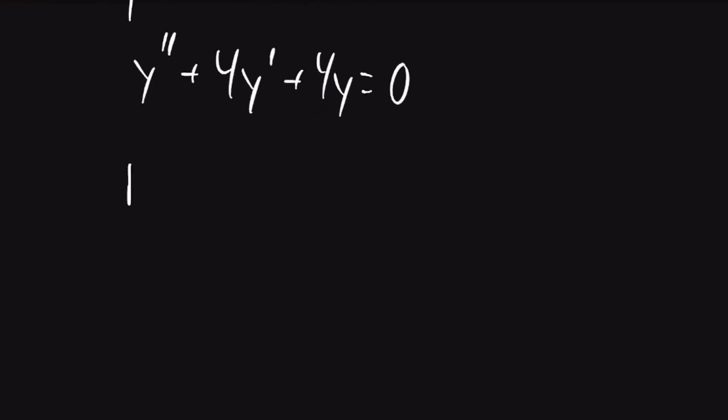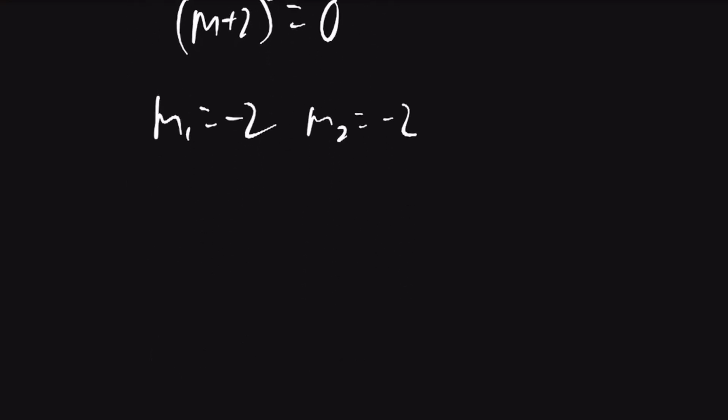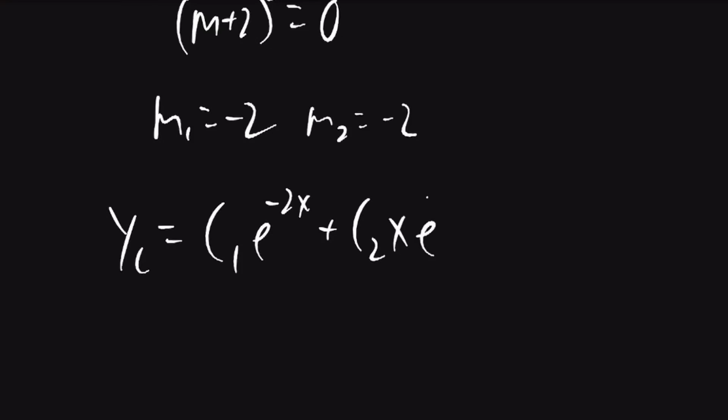So the auxiliary equation will be m squared plus 4 times m plus 4 is equal to 0. We'll get (m plus 2) squared is equal to 0. So the two roots will be -2 and -2. So our complementary solution, yc, is going to be equal to c1 times e to the -2x plus c2 times x times e to the -2x.